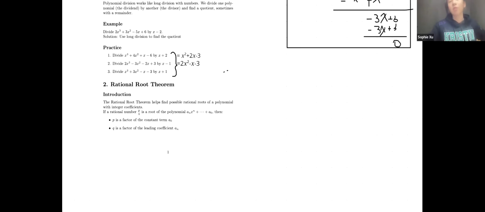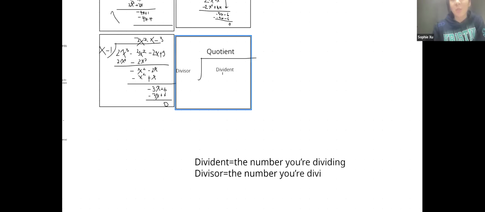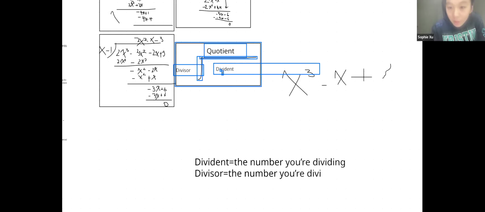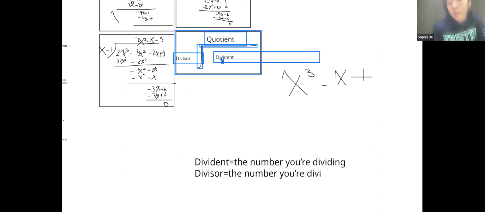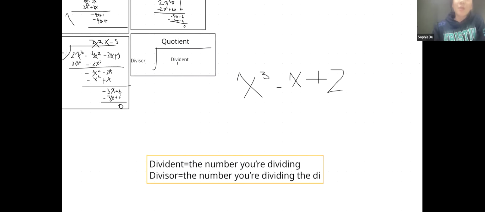Okay, so you may ask, what if not every term is included in the dividend? For example, what if we divide, I'm just making this up, x cubed minus x plus 2? This is missing an x squared term, right? But we can still divide this.